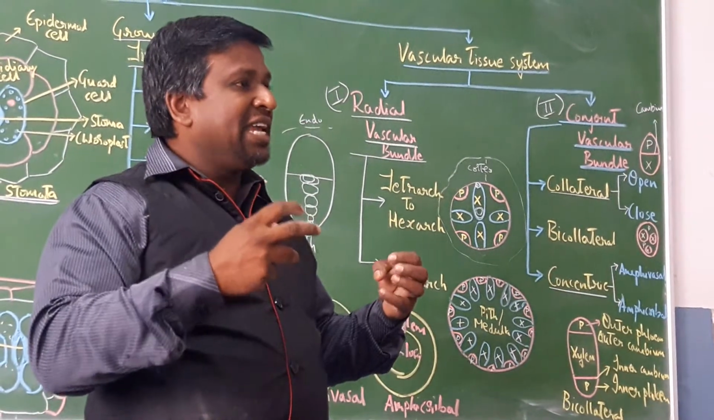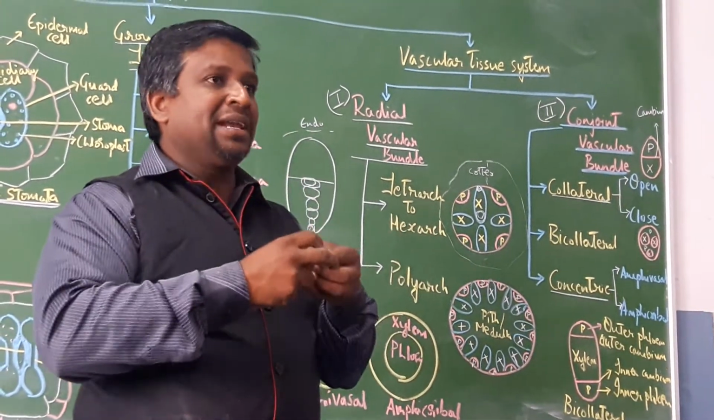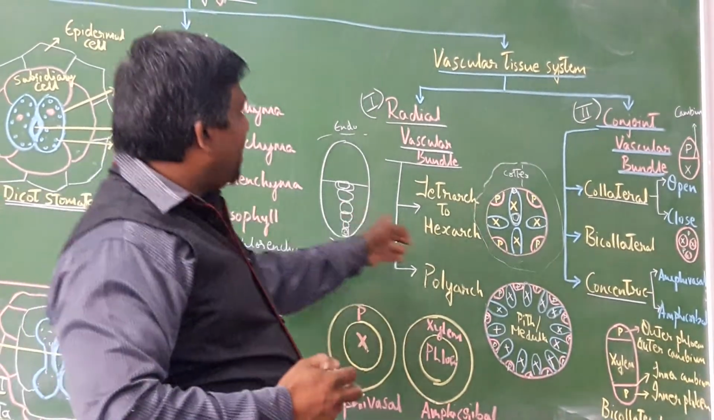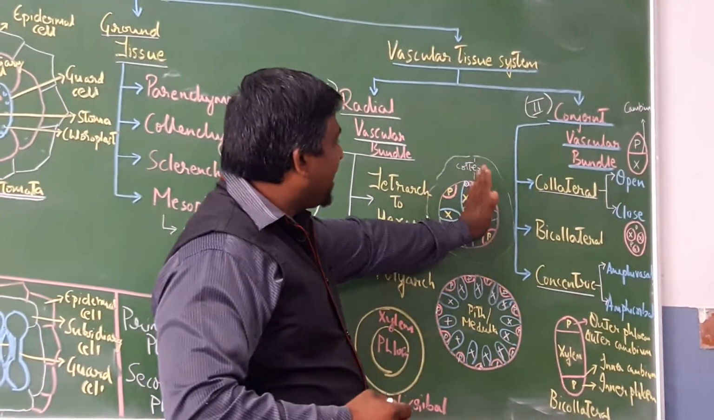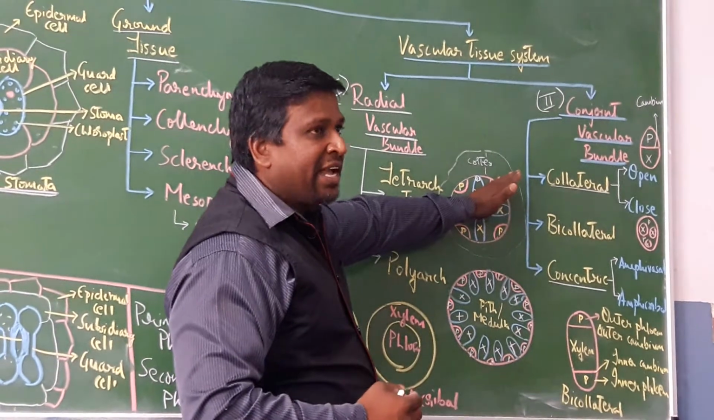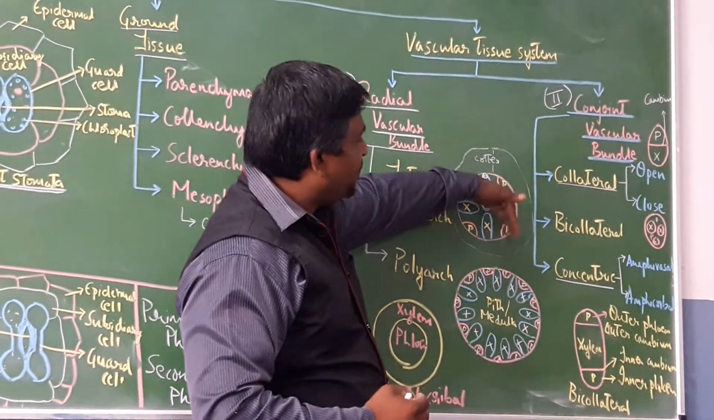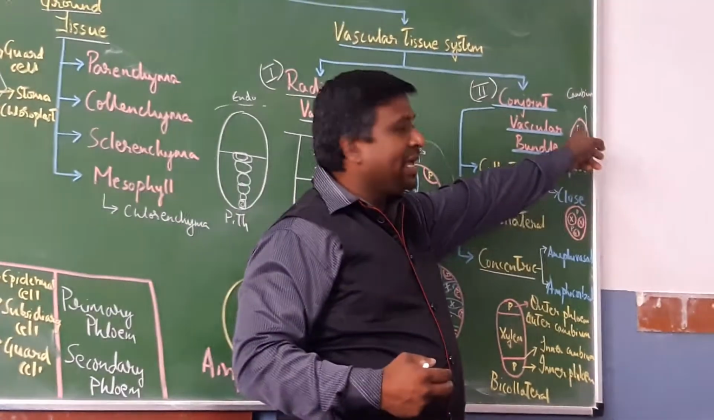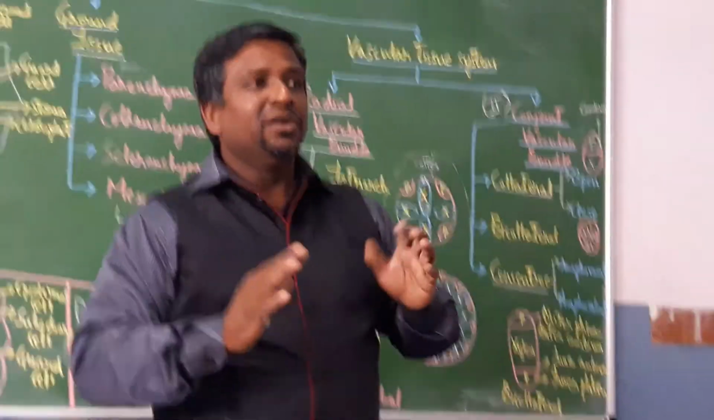In conjoint, xylem and phloem are together. They are present together. In the radial vascular bundle, xylem is in one radius, phloem is in another radius. Again xylem is in one radius, phloem in another radius. In the conjoint type, the two are together: xylem and phloem are together.